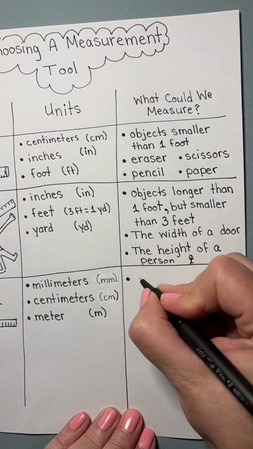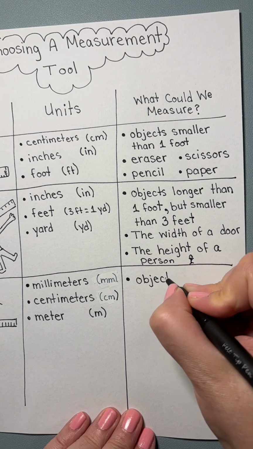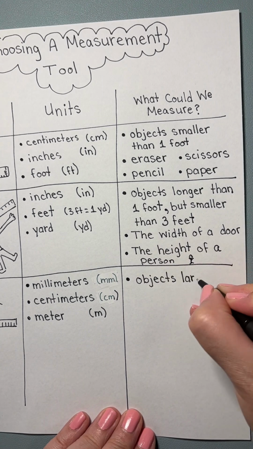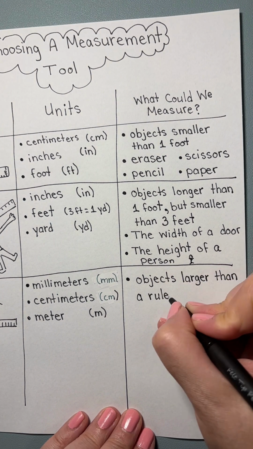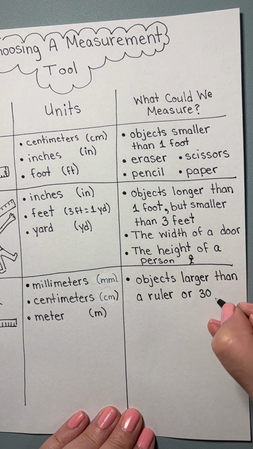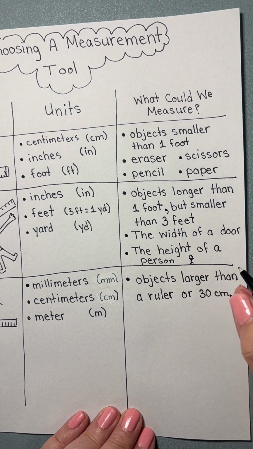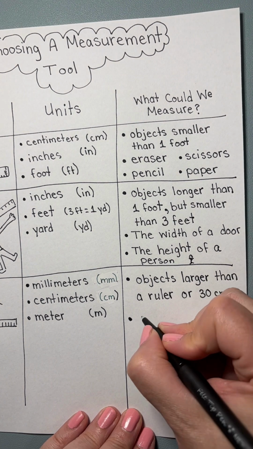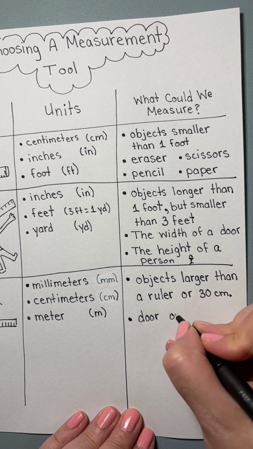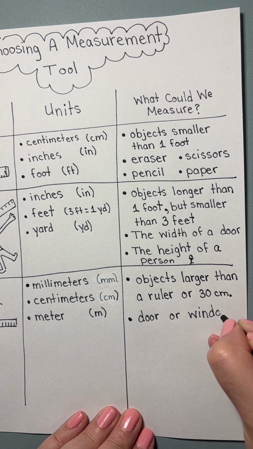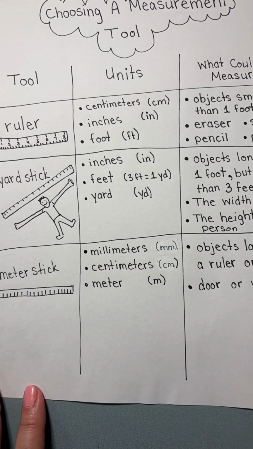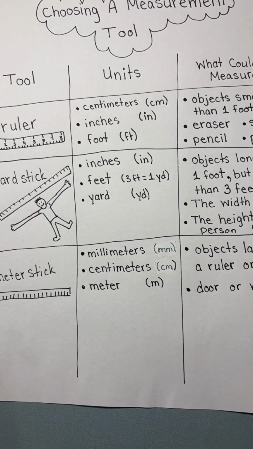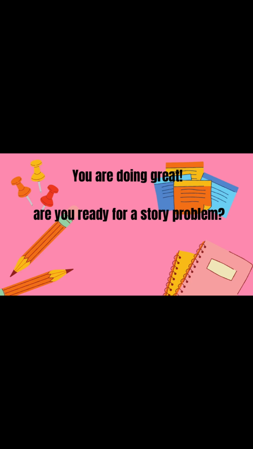And what can a meter stick measure? What could we measure using a meter stick? Objects longer than a ruler, or 30 centimeters. You can also use a meter stick to measure a door or a window, so big objects. You can also use it to measure height.